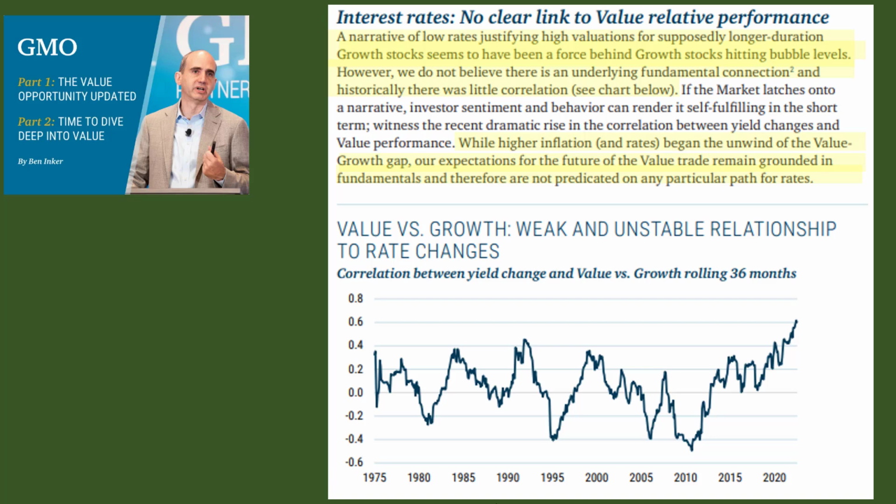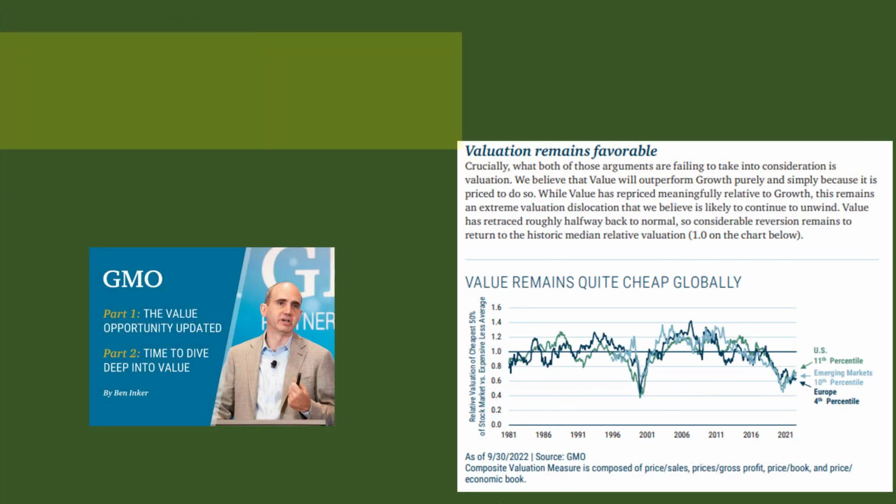But GMO says it doesn't matter, and the reason they say it doesn't matter is the relationship between value and growth stocks and recessions and interest rates is not as strong as some say, such as what I was saying in the previous video. But they also argue that value stocks are so incredibly cheap versus growth stocks that it almost doesn't matter. They're so cheap, even with a recession, even if interest rates were to fall, you would expect to see value outperform, especially over the next 5 to 10 years.